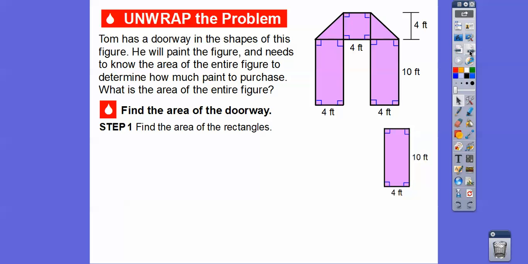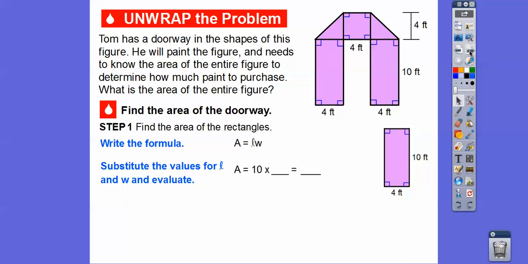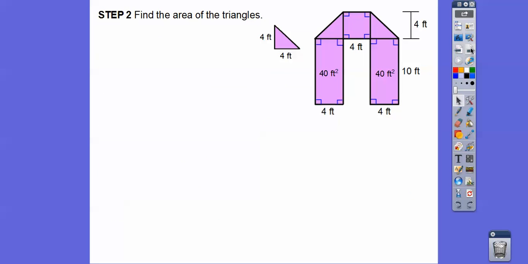Okay, so the area of a rectangle, length times width. So we're going to go ahead and plug in. Here's the length right here, 10 times 4. So 10 times 4 is going to give us 40. Don't forget there's two of them, so find two of them. 2 times 40 is going to give us 80. Okay, so 80 feet squared. All right, so I put the 40 in there and the 40 there. Those add up to 80.